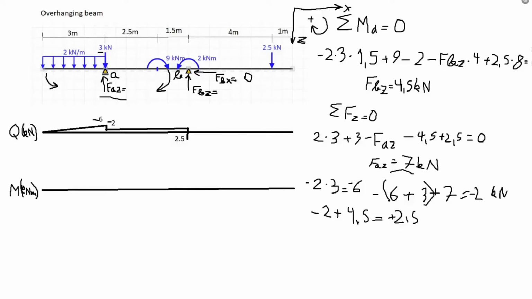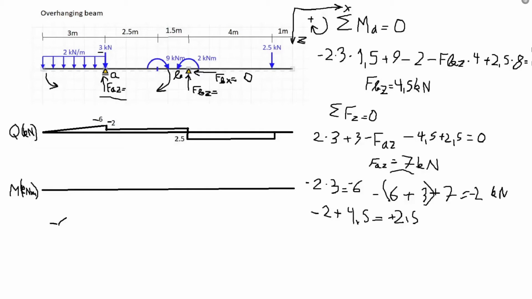And then we have also nothing up until the last force, this last 2.5 kilonewton force, and since this will give us a negative shearing within the beam, the sum will be 2.5 minus this force 2.5, which will give us 0. Now let's move on to calculating our moment diagram.